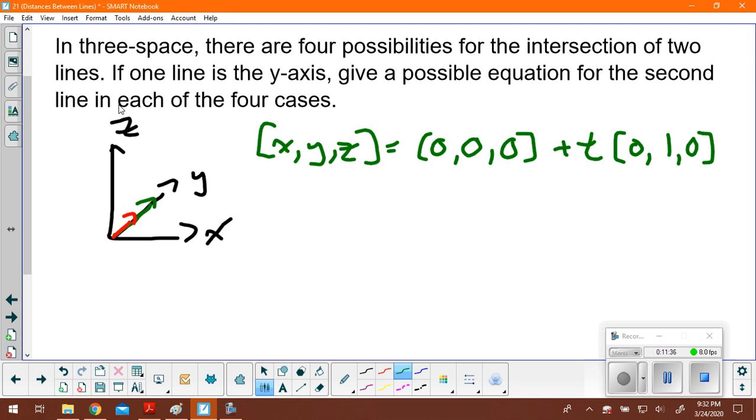Okay, give a possible equation for the second line in each of the four cases. Well, what were the four cases? One case is that they intersect.